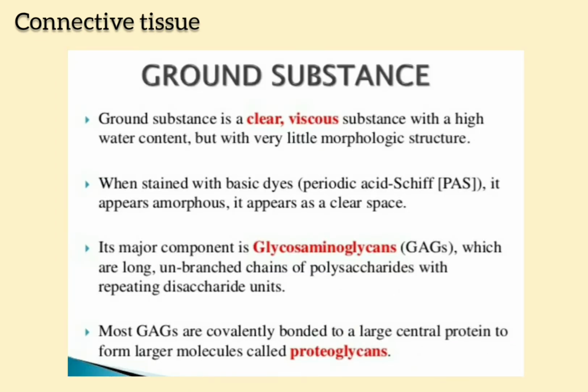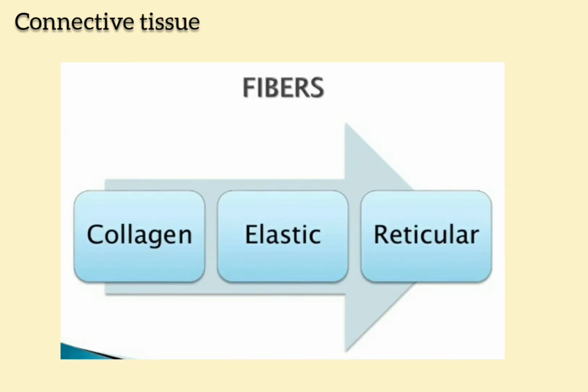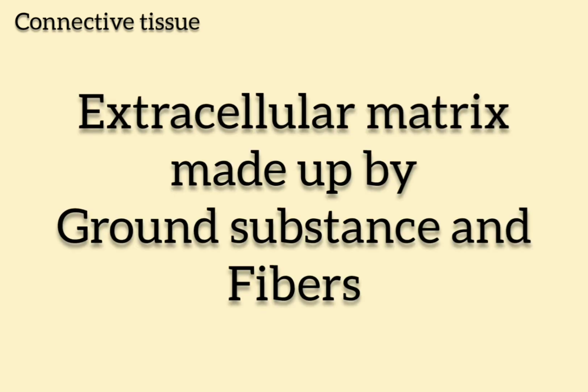Then the ground substance which forms the extracellular matrix is a viscous gel made of water, proteoglycans, glycoproteins, and glycosaminoglycans. They bind high amounts of water. They help in nourishing the tissue. And then there are protein fibers which are collagen, elastin, and reticular fibers. So the ground substance and the fibers make up the extracellular matrix.